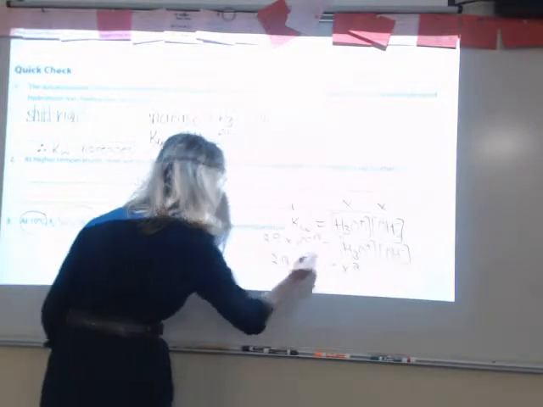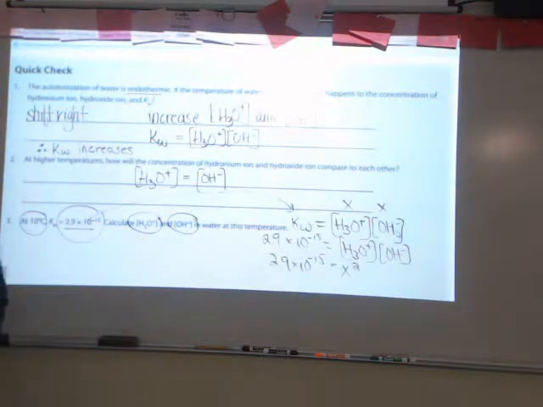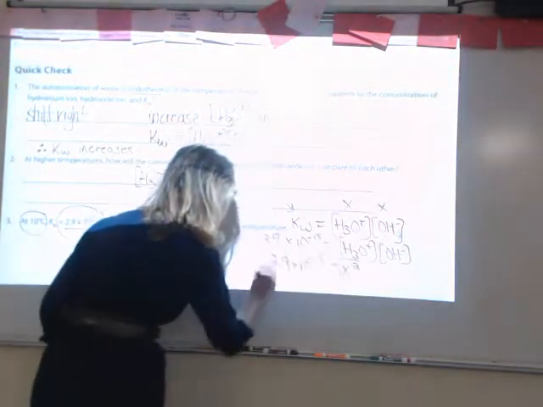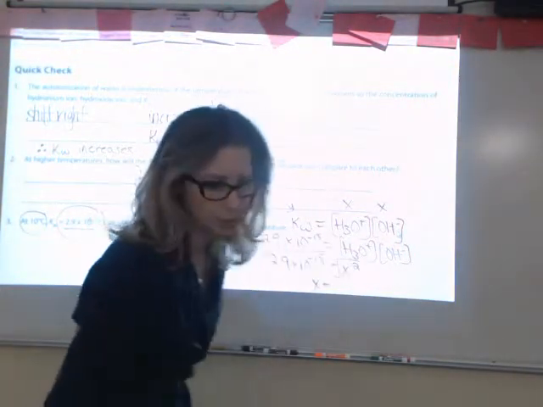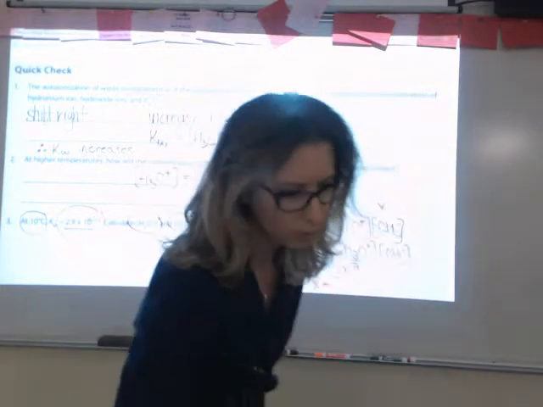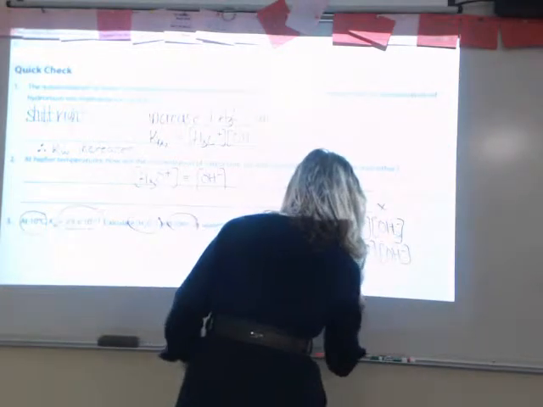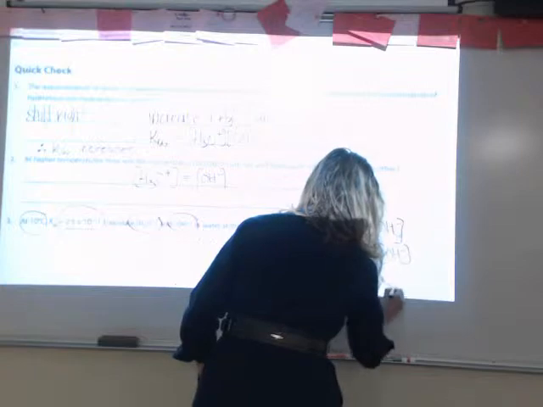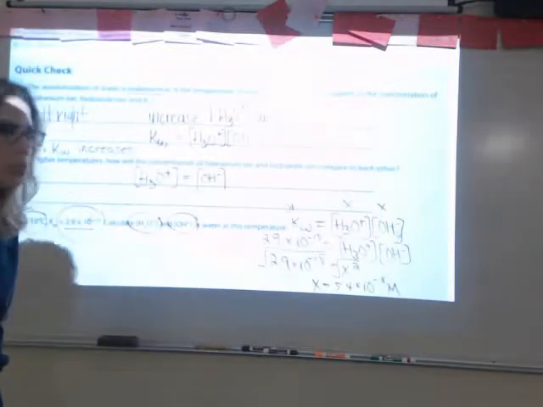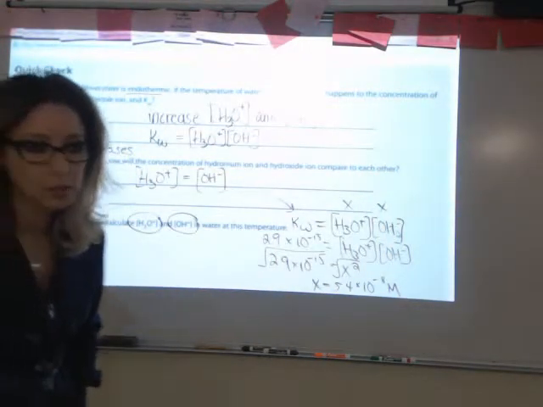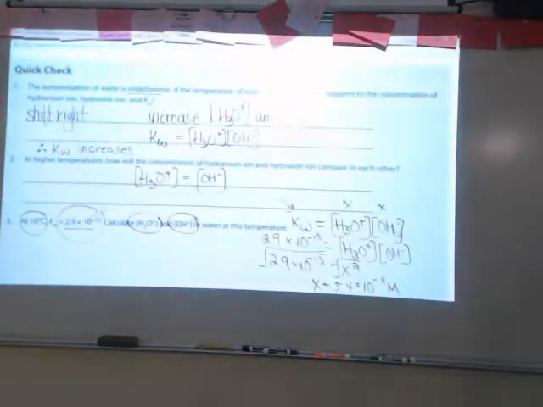And then if I want to solve for x, what would I do? Square root. So take the square root of both sides, and you'll end up getting 5.39. Yeah, 5.4 times 10 to the negative 8 molarity, which would be the concentration of each ion. Okay?